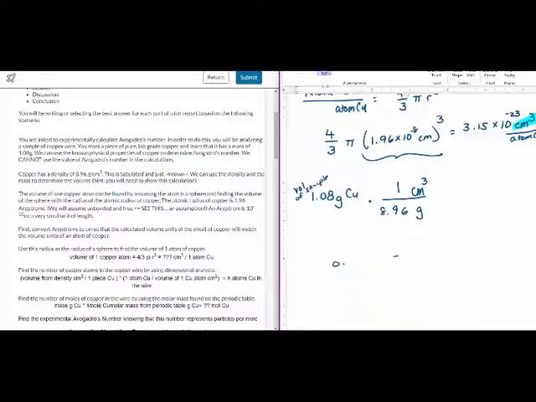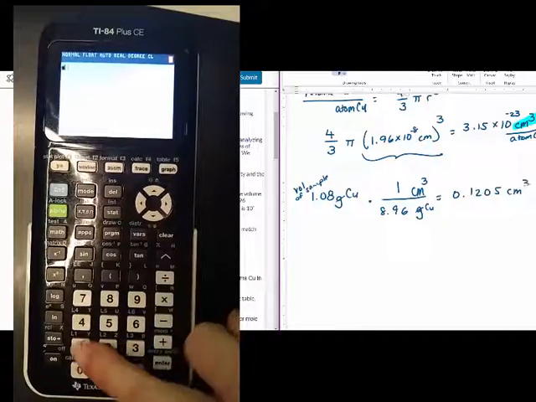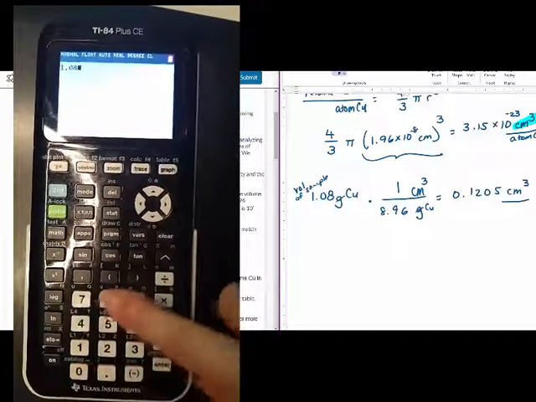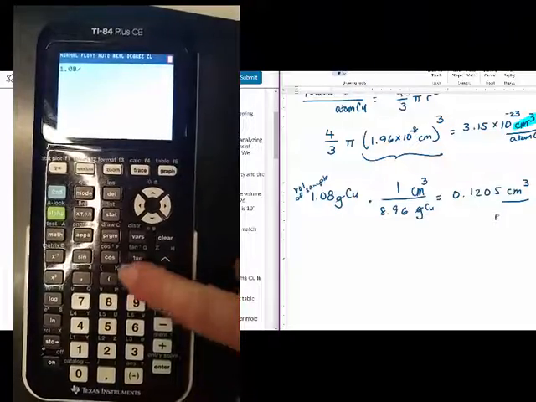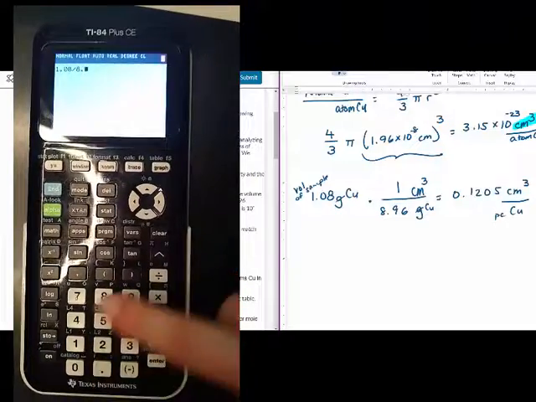So now my dimensional analysis, just to double check, I'm going to cancel out the units. I have gram in the numerator and gram in the denominator, gram of copper specifically. So they cancel out and I'm going to be left with centimeters cubed. So when I divide 1.08 by 8.96, I get a volume of 0.1205 centimeters cubed, and that is for my piece of wire. I'm just going to call it piece of copper, okay?